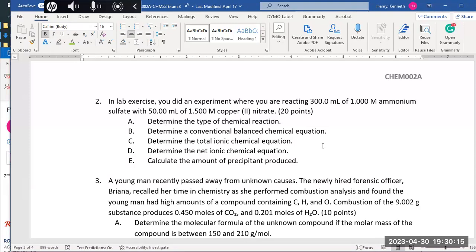So in this case, we have to write the chemical equation first, just the normal chemical equation. And in this case, we have ammonium sulfate, which is reacting with copper 2 nitrate.